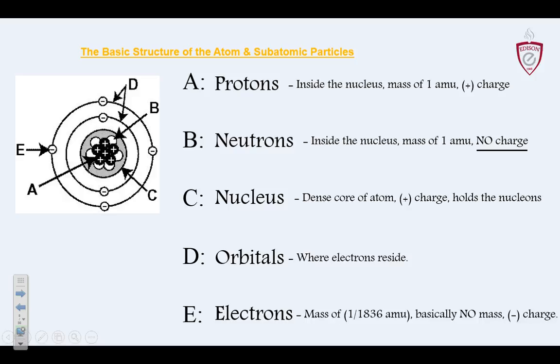The electrons have a mass of 1 over 1836 AMU. So basically, guys, no mass. It is what we call negligible, and they have a negative charge. So they do weigh something, but it's really, really tiny compared to the others.